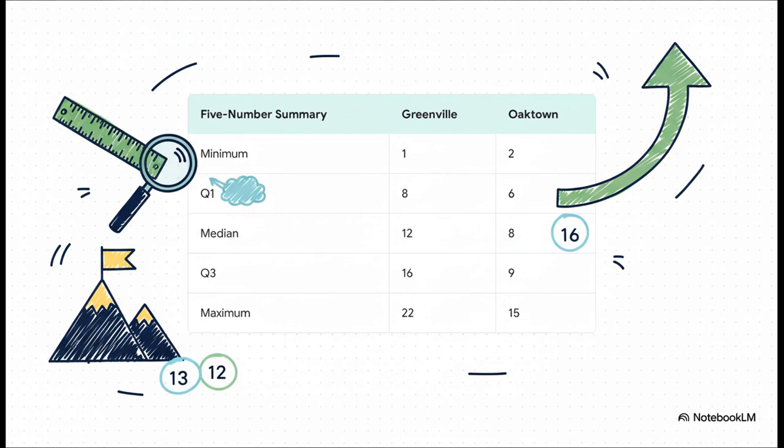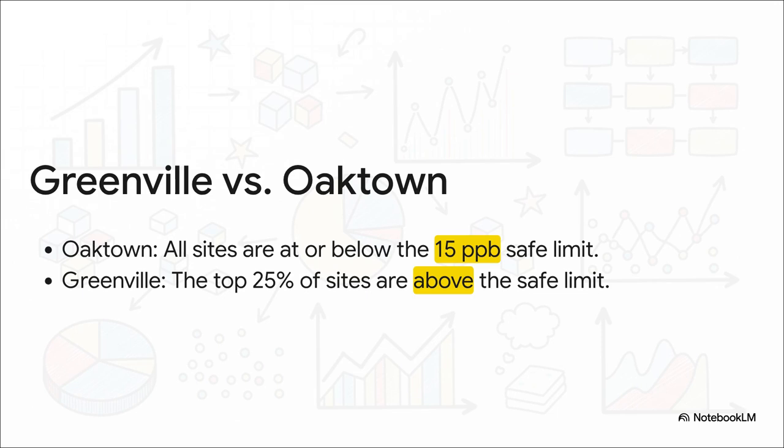You can see Greenville's median is 12, while Oaktown's is lower at 8. Greenville's maximum value is 22, while Oaktown's highest is 15. But the most telling number here, the one to really watch, is Greenville's third quartile, Q3, which is 16. And remember, Q3 marks the 75th percentile. When you turn those numbers into a picture, wow, it tells a starkly different story for each city.